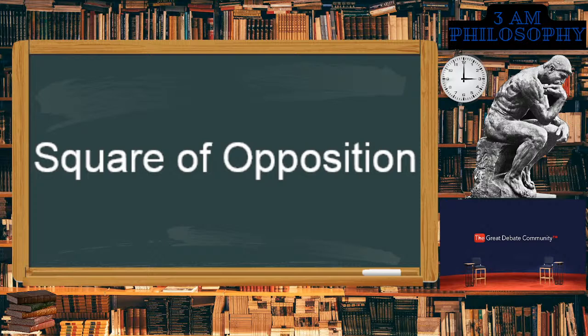It seemed like a lot of people weren't too familiar with the square of opposition. So I thought I'd take a few minutes to explain the canonical square of opposition, exactly what it is, and why it's used to check for validity.